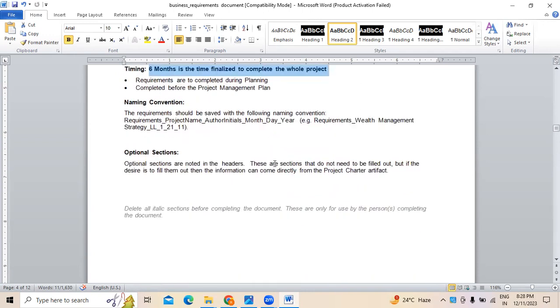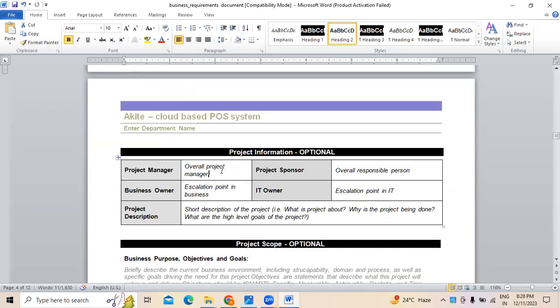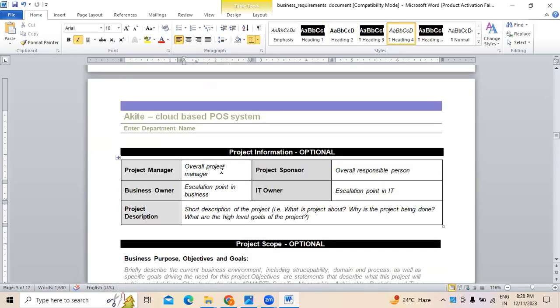So once the timing is done, the next is about the project information. Here you need to write down the project manager name, whoever is the manager for the project, and the project sponsor details. At the same time, we need to mention the business owner and IT owner. All this information we have to update. We also need to write down the description of the project. Description of the project means what exactly this project is, right?